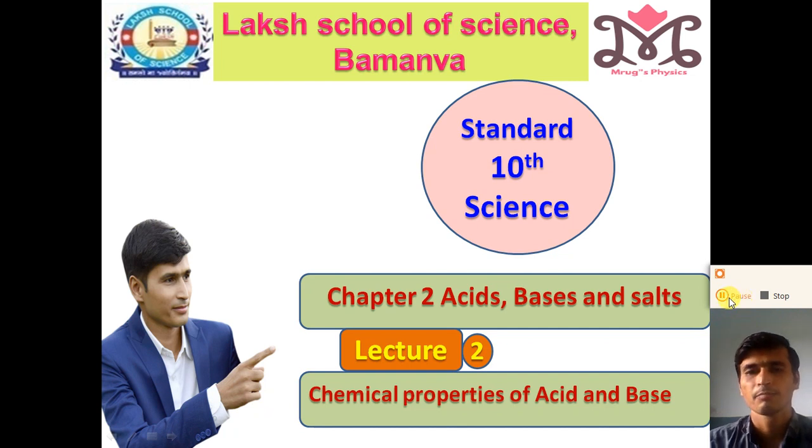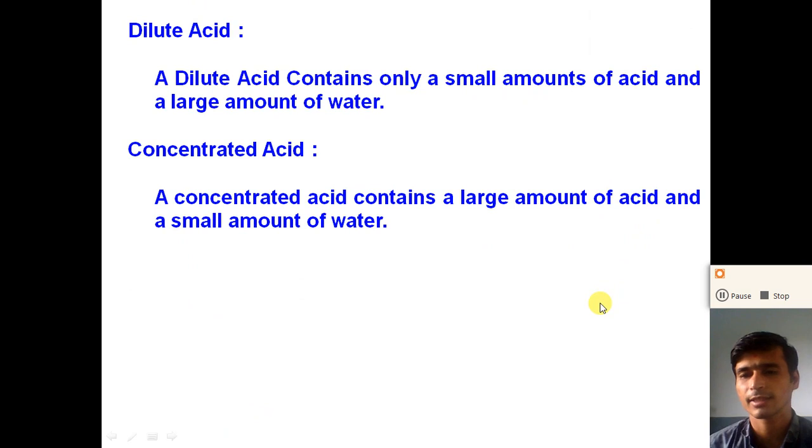But dear student, before studying the chemical properties of acids and bases with the help of the activities, we can understand two important terms: dilute acid or dilute base, and concentrated acid or concentrated base. A dilute acid contains only a small amount of acid and a large amount of water. So dilute acid means the water content is very large compared to the acid.